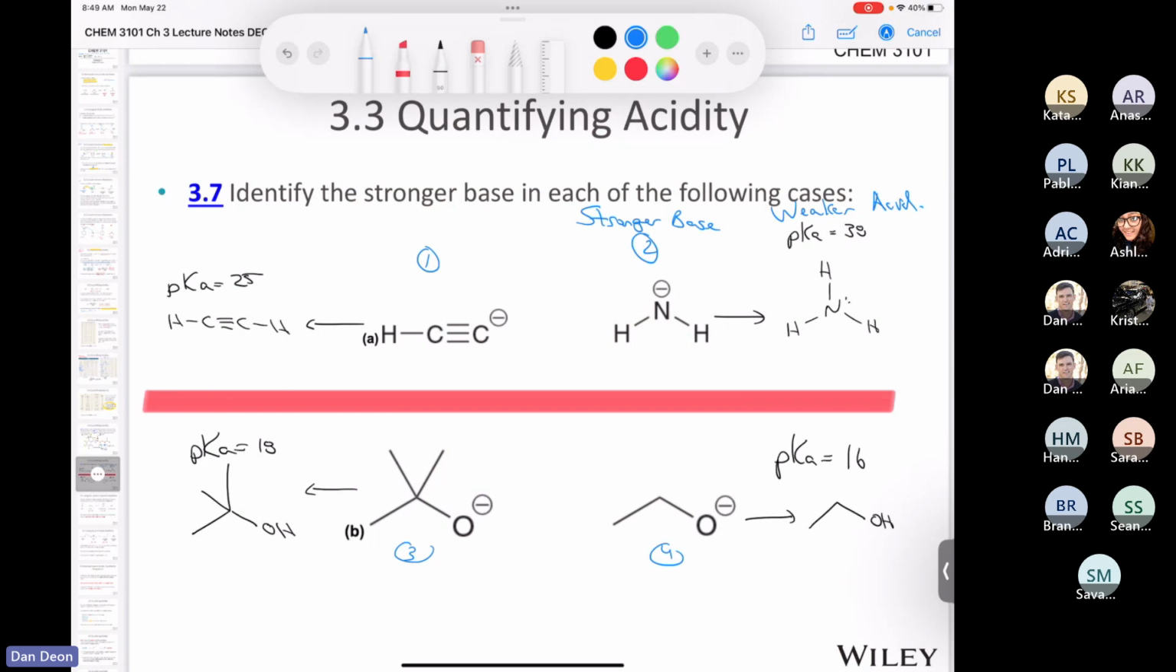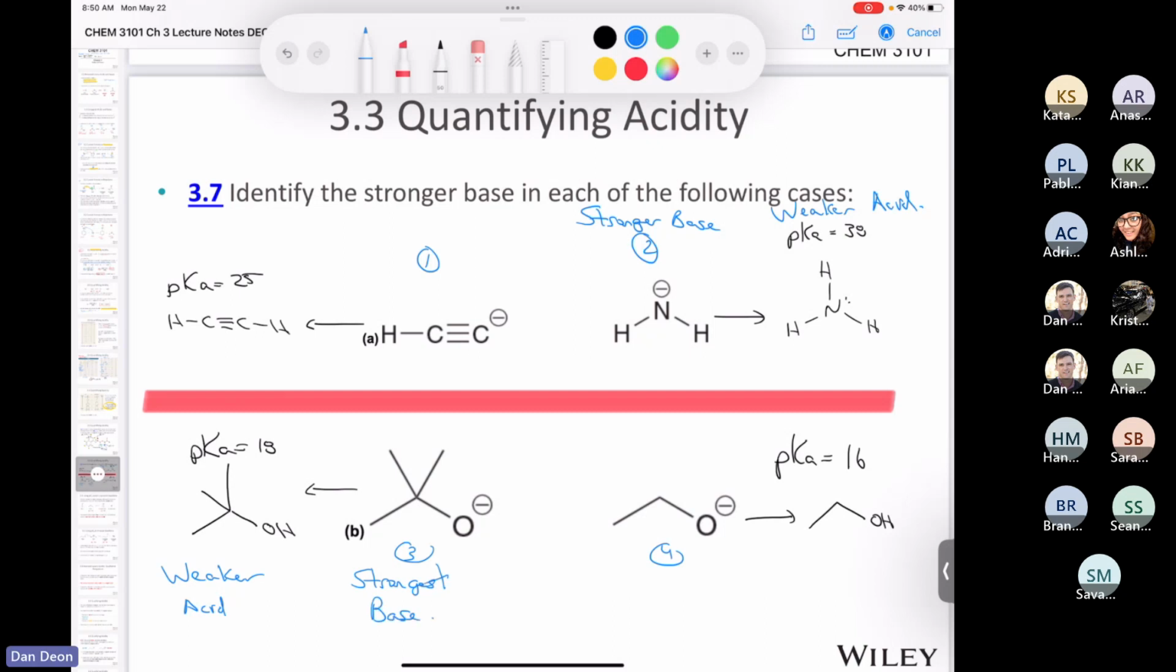Because 3 is the weaker acid. It has the higher pKa, right? So this one has the higher pKa. This one's 18, this one's only 16. So this one is the weaker acid, and therefore this is going to be the stronger base.